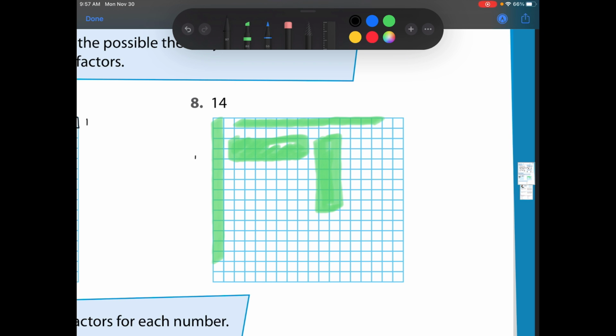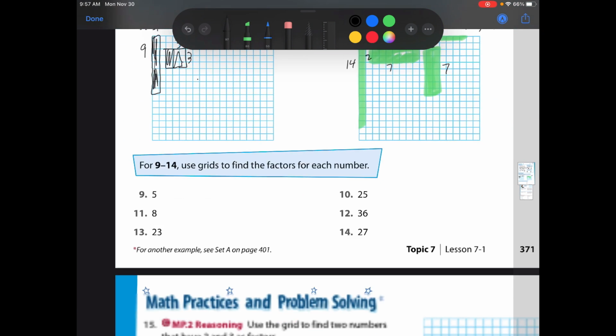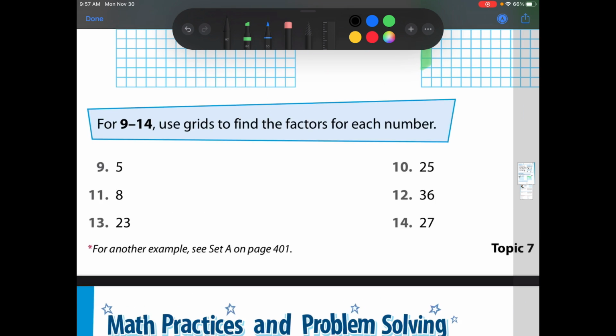So 14 is 1 times 14, and 2 times 7. And so what are my factors? We have 1 and 14, and then we have 2 and 7. Now let's head to number 9.